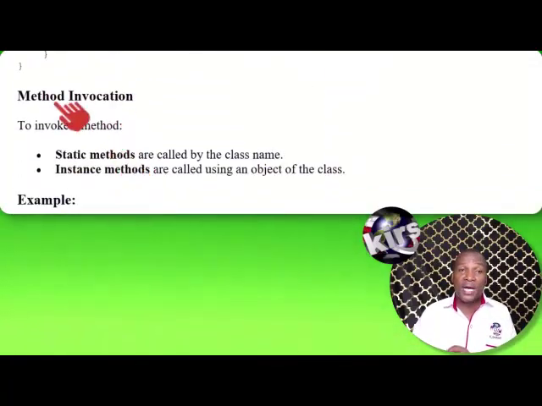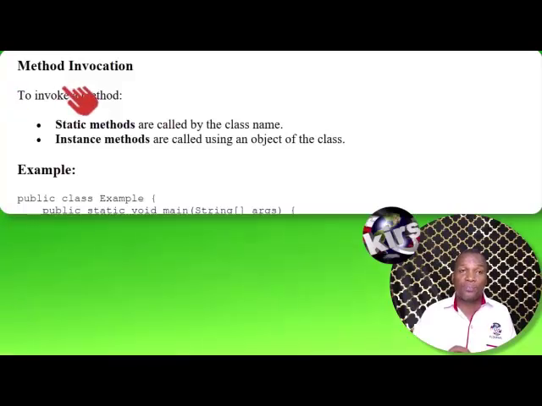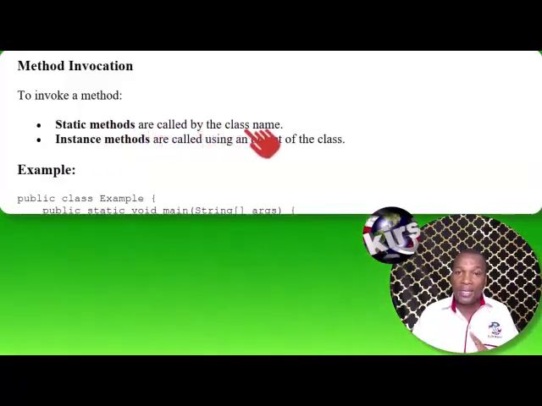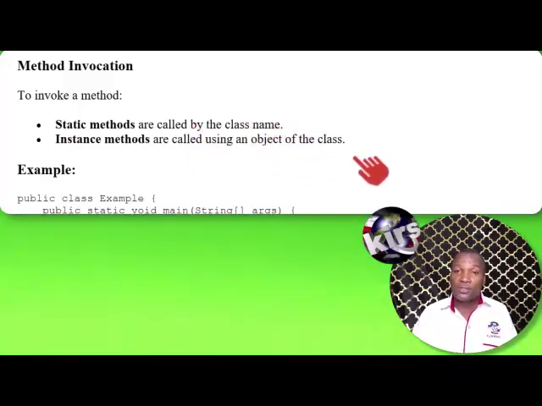Then we have what we are calling method invocation. To invoke a method, static methods are called by the class name, and instance methods are called using an object of the class. Notice the difference. The main difference between a static method and an instance method is that while a static method is called by the class name, instance methods are called using an object of the class.